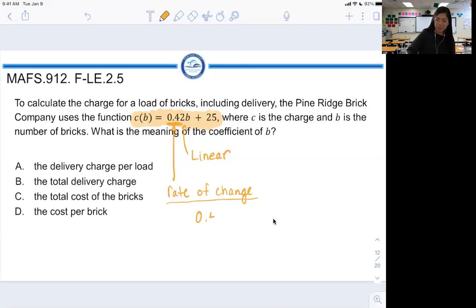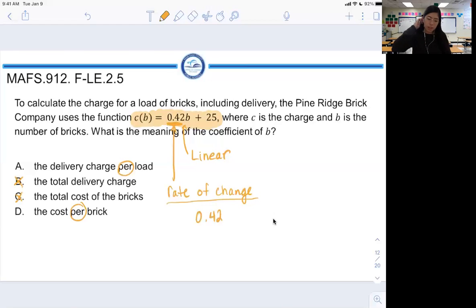Back to my algebra problem. All right, my rate of change is 0.42. What answer choices can I eliminate, since I know that this is a rate? B and C, because what keyword did we need to have? Per. Yeah.